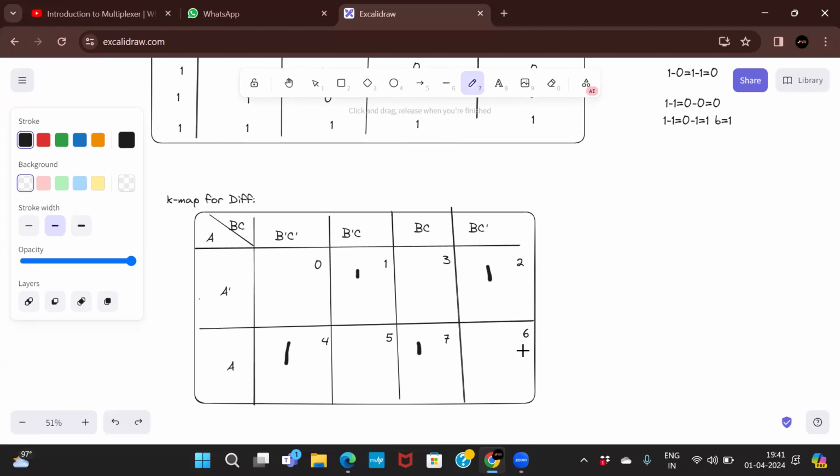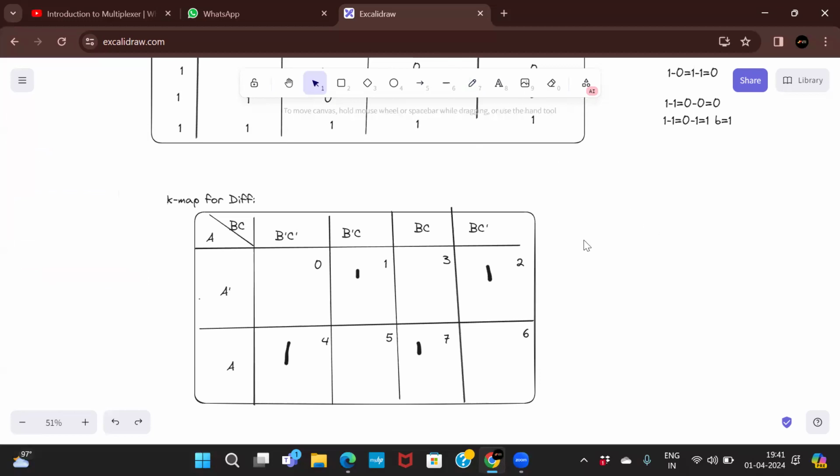So do you see any pair? No. Do you see any quad? No. Do you see any octet? No. So there are no alternate ones or adjacent ones. So simply we'll go for singles.